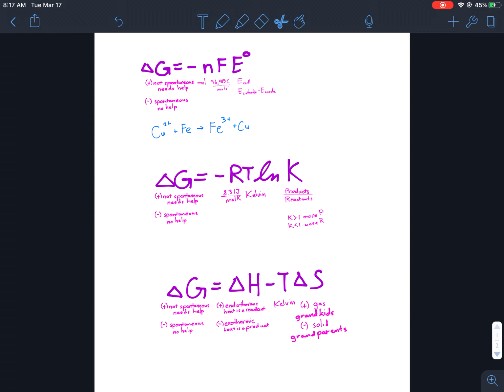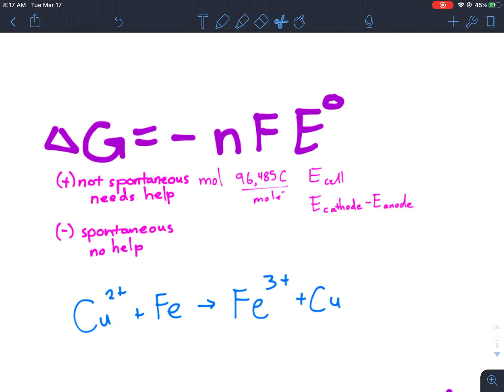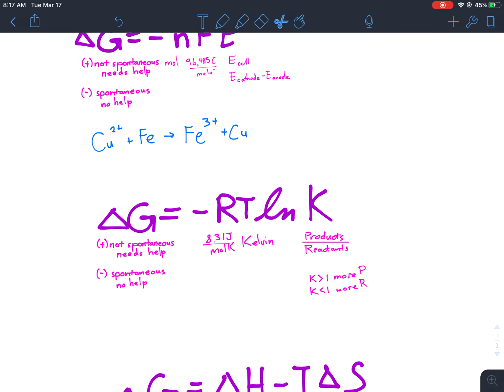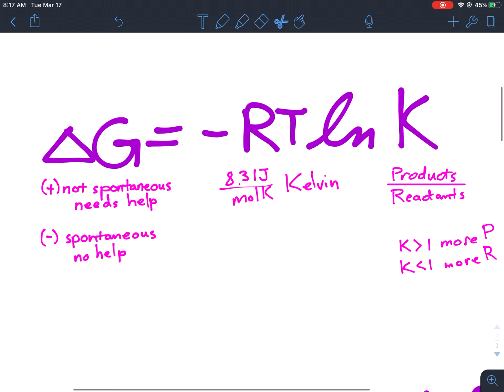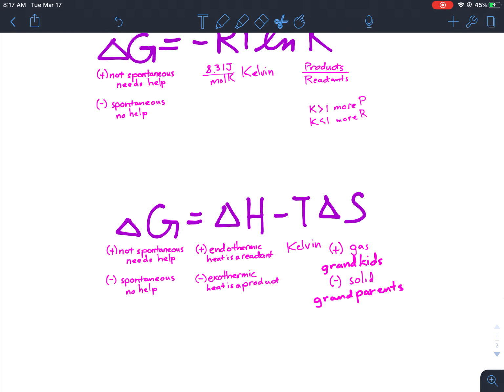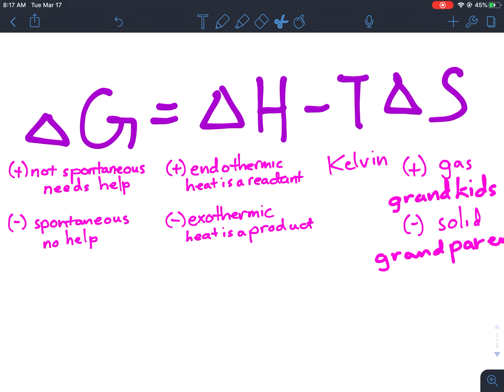Now, if you look at the top equation on your screen, you have delta G is equal to these numbers, and then at the end it ends with this E. That's called an E cell. That is actually electrochem right there. You have this delta G that ends with a K, and that K is equilibrium right there, products over reactants. And then you have this delta G, which deals with enthalpy and entropy, delta H and delta S.